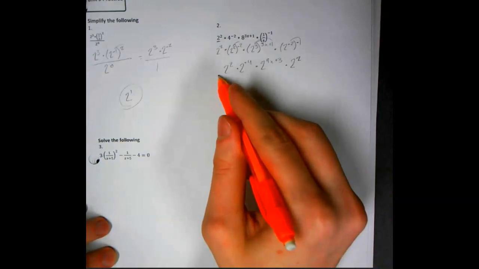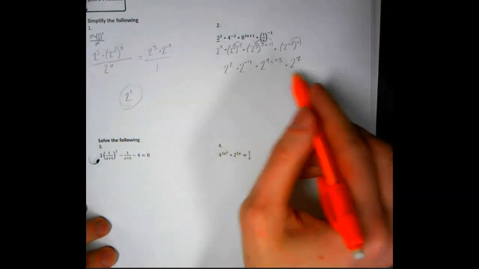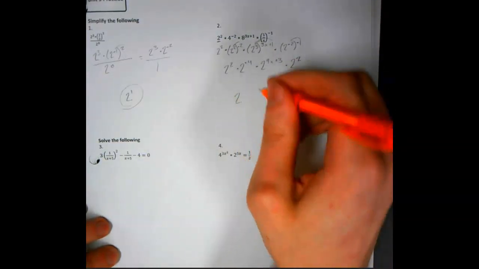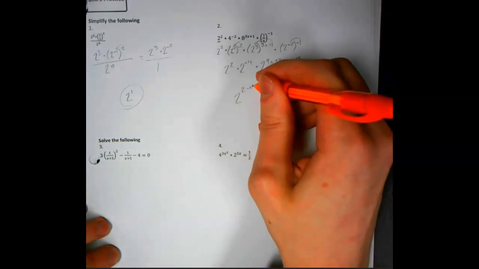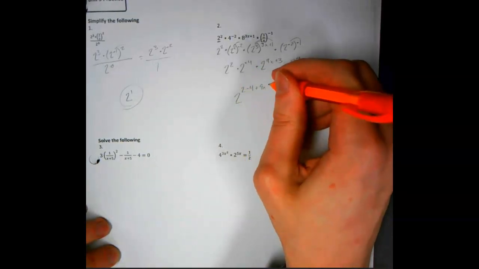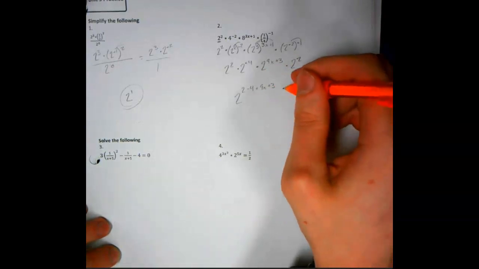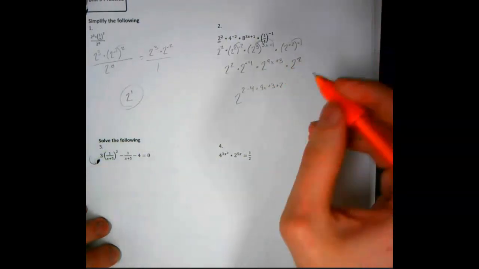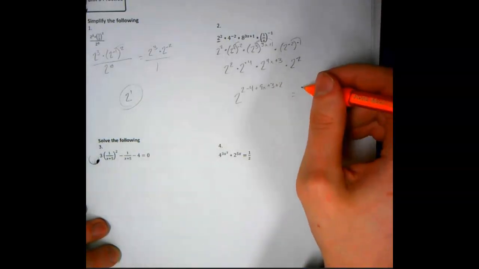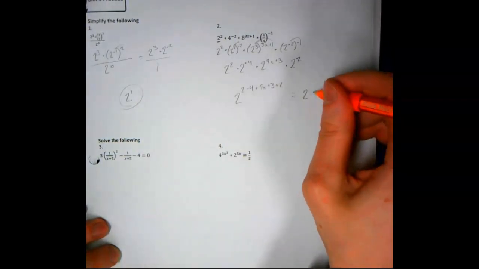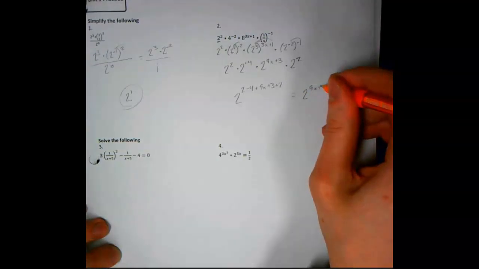Again, because they're all the same base and we're multiplying each, we'll just add the exponents. So we'll have 2 to the 2 minus 4 plus 9x plus 3 plus 2. And when we simplify that by combining like terms, we'll have 2 to the 9x plus 3.